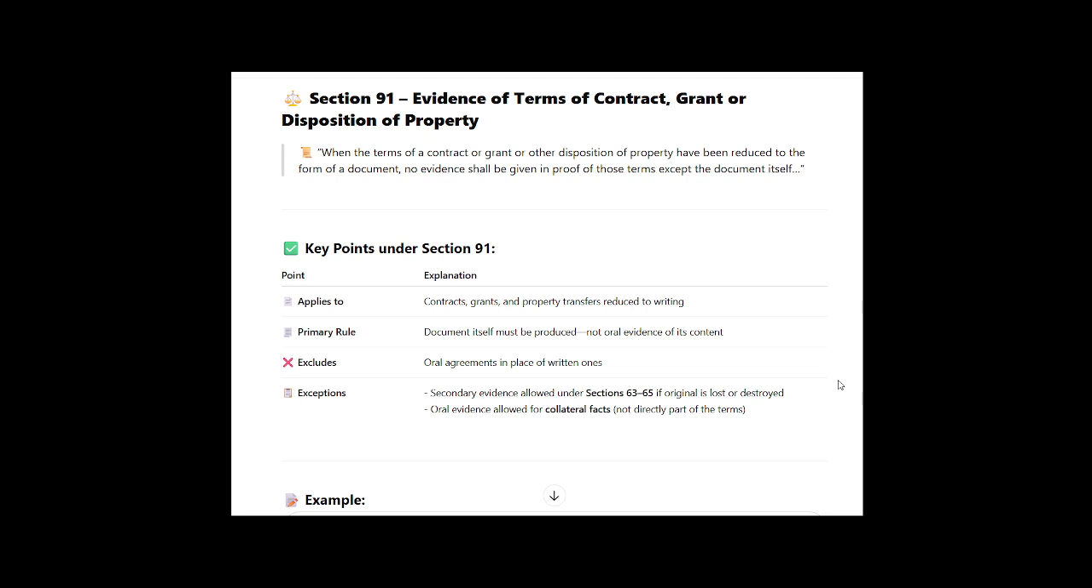Exceptions: secondary evidence is allowed under Sections 63 to 65 if the original is lost or destroyed. Oral evidence is allowed for collateral facts not directly part of the terms.